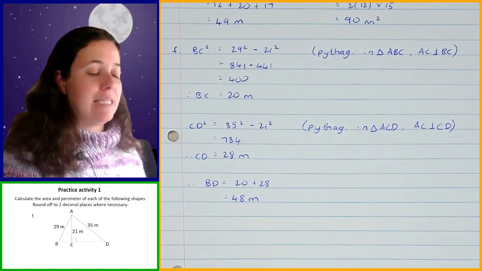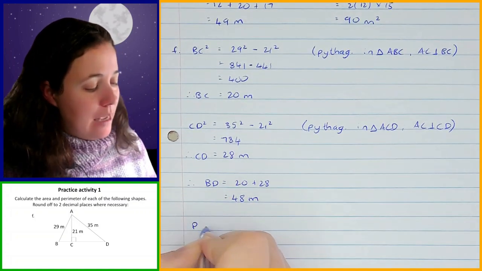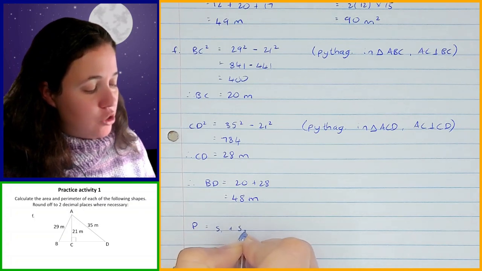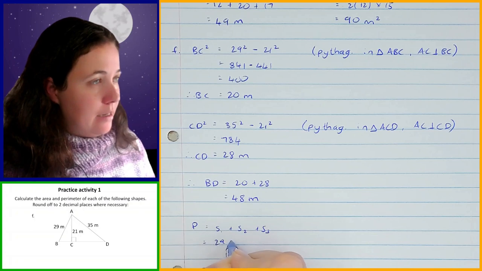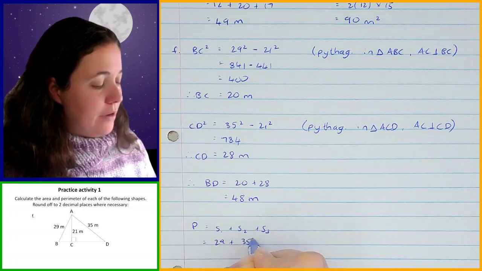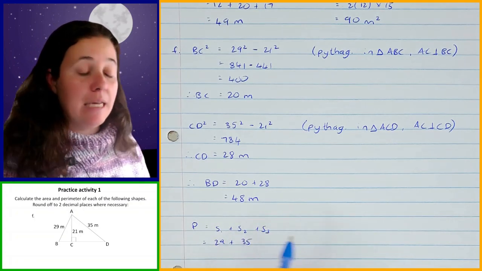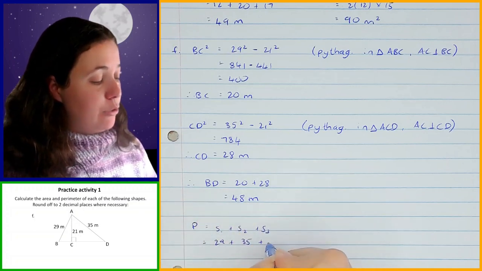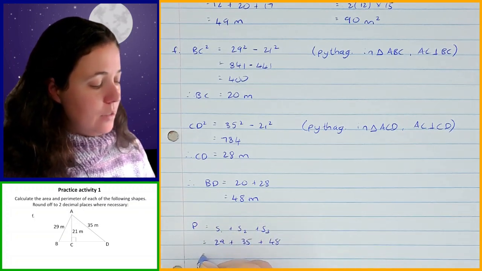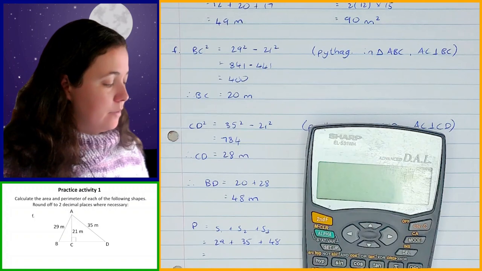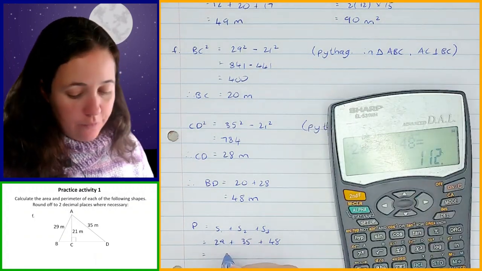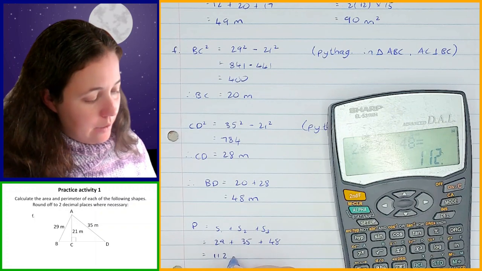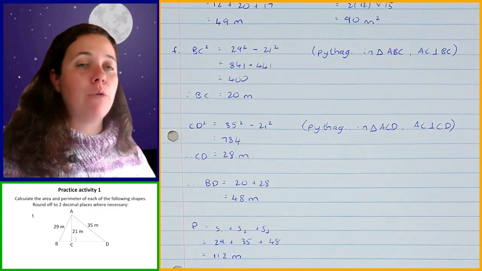First, let's have a look at our perimeter. That is side 1 plus side 2 plus side 3. That's going to be 29 plus 35, the two that we were given the lengths of, plus BD, which is 48. So 29 plus 35 plus 48 is 112 meters. That's my perimeter.